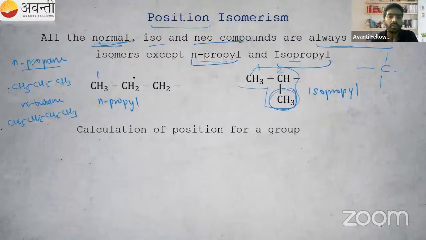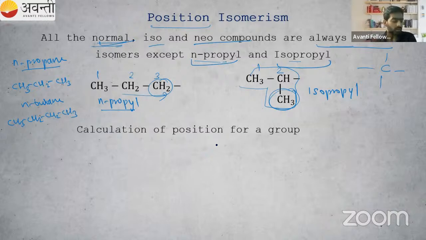But if you see here, 1, 2, 3, this group is coming in a straight chain, correct? So this shows it is a change in the position, not the chain. So what you have to remember here is that N-propyl and isopropyl come under position isomerism and not chain isomerism.